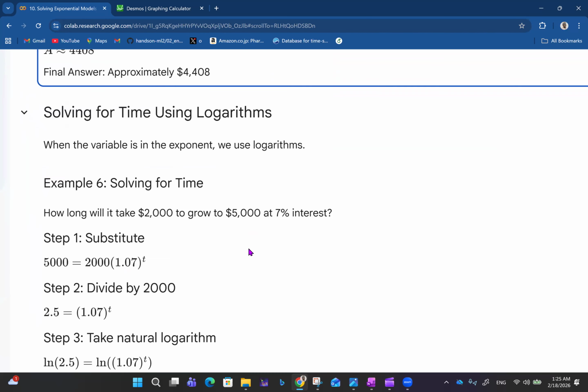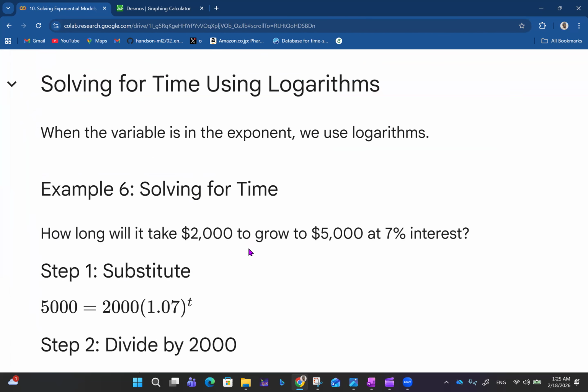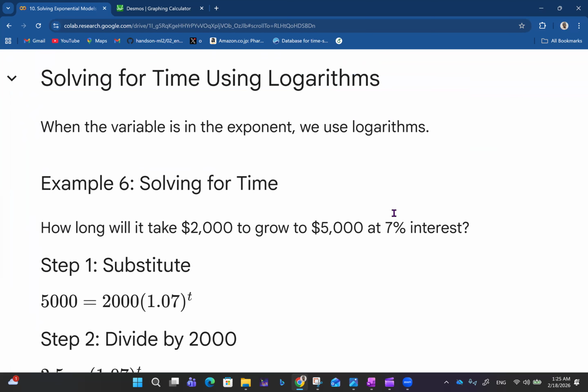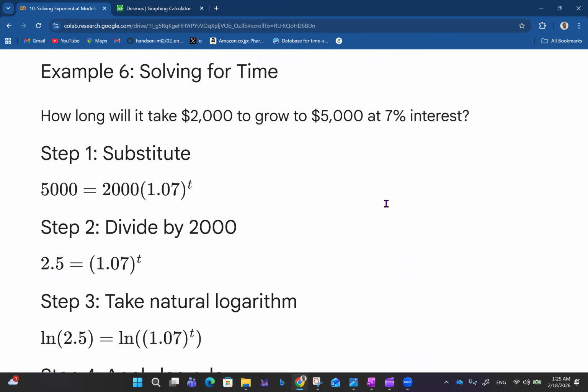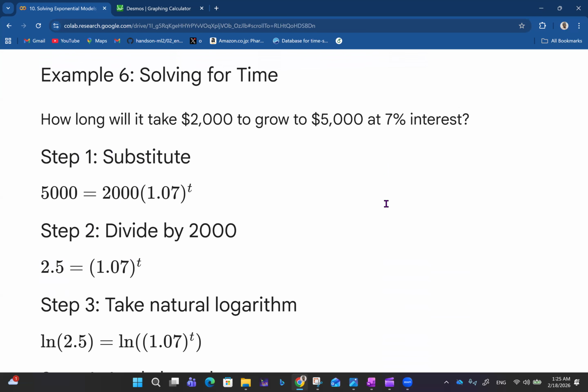Okay, it's long, so let me do it in steps. When the variable is in the exponent, we use logarithms. Of course, we have encountered this a lot. If you can get the same base, you compare exponents. If the bases cannot be the same, you use logarithm. And of course, we're still going to talk about logarithm because this is indices and logarithm. We've been talking about indices so far.